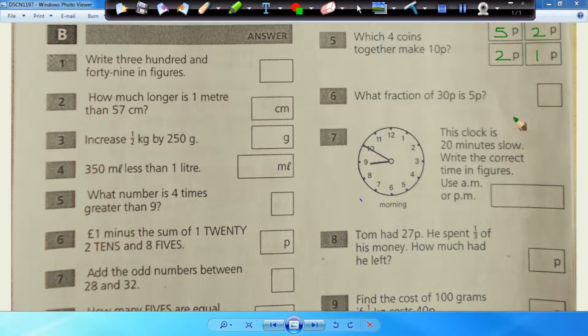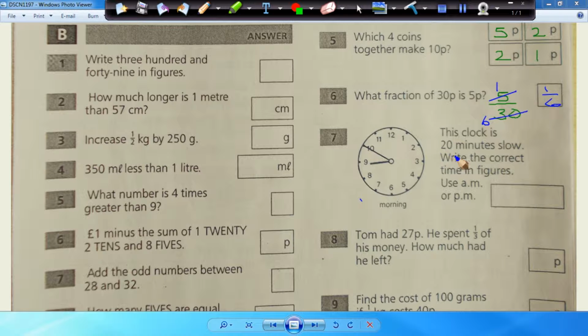Okay, another good question over here. What fraction of 30 is 5p? What does that mean? That means 5 out of 30. We can simplify that. Divide that by 5, divide that by 5. That gives the fraction, which is? 1/6. 1/6.